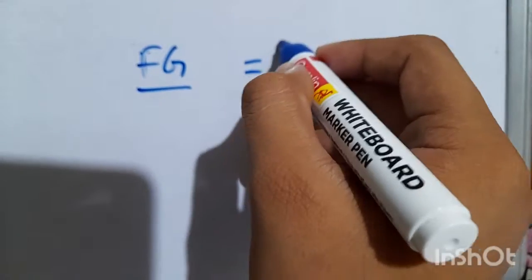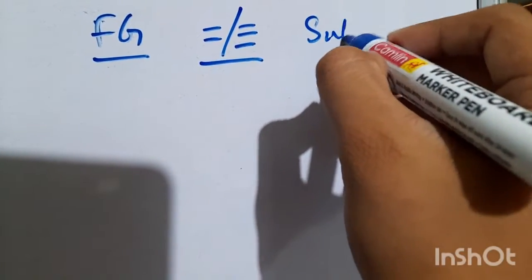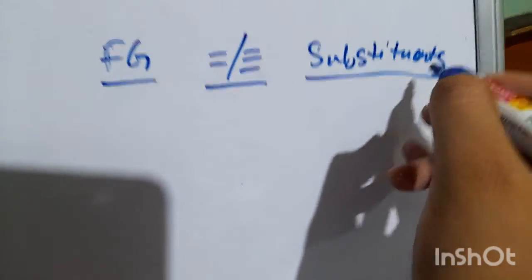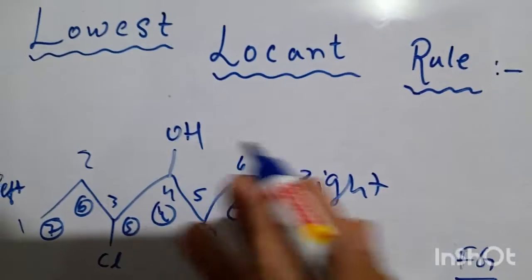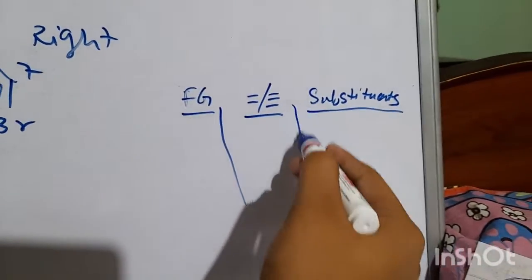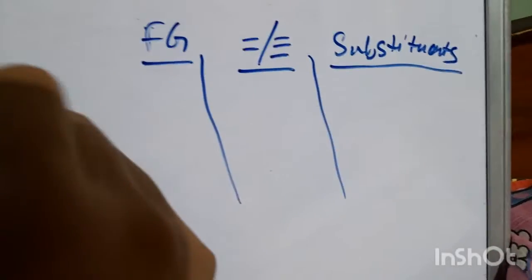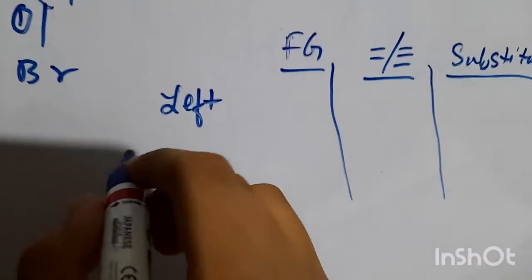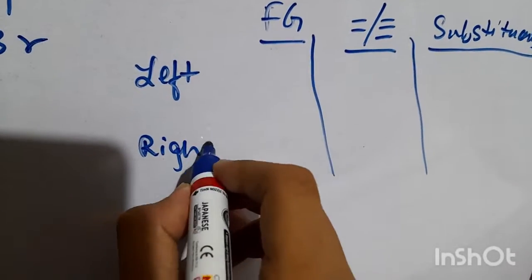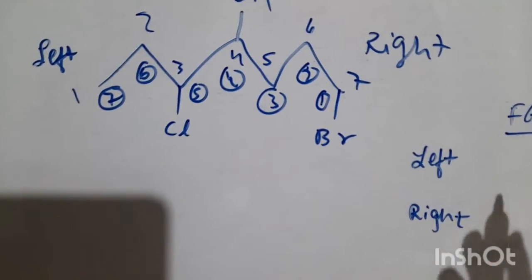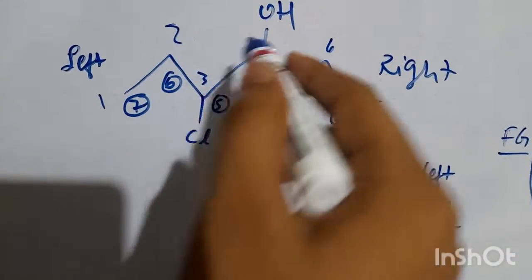First is for the functional group. Second is for double bond, triple bond, and third is for substituents. As I said, it's a bulletproof technique, so everything is covered here, from functional group to substituents. When there are two possibilities, either you start counting from the left, or from the right side. If you start counting from the left side, what is the position of the functional group? Let's see. It's 1 2 3 4, so 4.